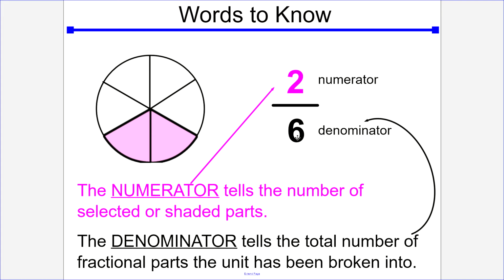We always say the denominator as a fractional part, not just a number. So I would not say 2/6 as "two six," and I would instead say "two sixths."